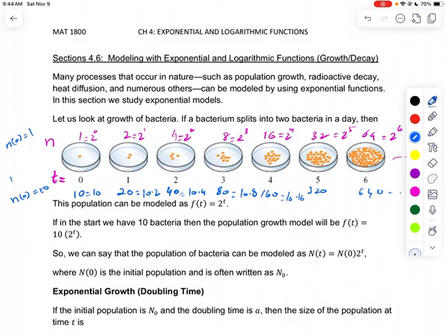So that's why a function with initial amount 10 can be modeled as 10 times 2 to the t. If we have an initial amount of 100, then the model will be 100 times 2 to the power of t. So if the initial amount is represented by n of 0, then the formula will be n of t equal to n of 0 times 2 to the t. Most often we use the symbol n sub 0 for n of 0, meaning the initial population. So our formula can be written as n of t equal to n sub 0 times 2 to the t.